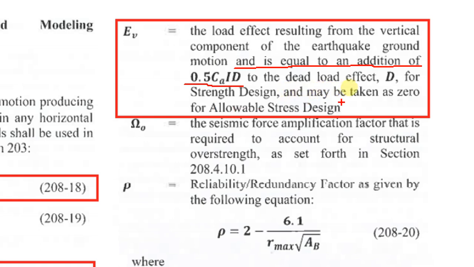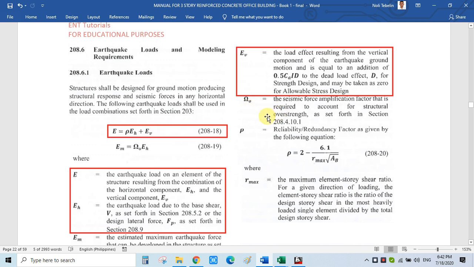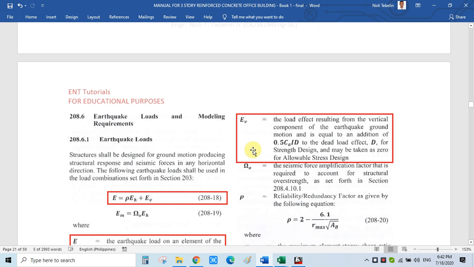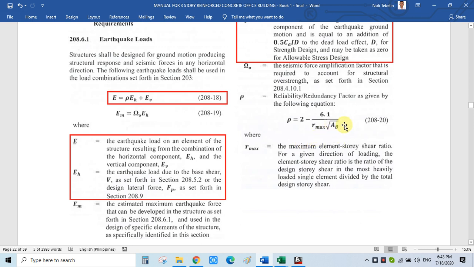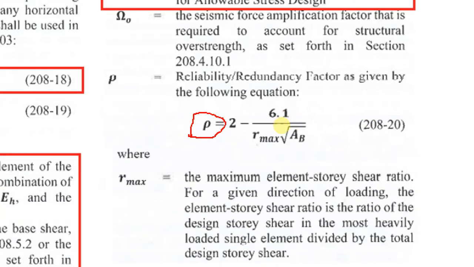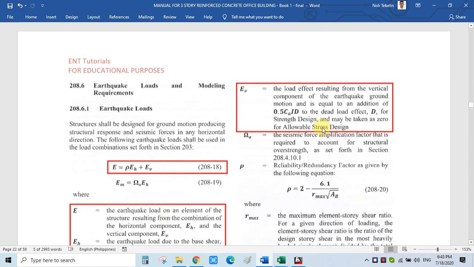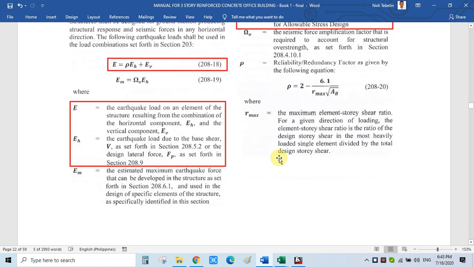So, we will use rho as reliability redundancy factor as 1.0, but we can compute it. So, I have an Excel, and I will also do a tutorial how to compute this one, the redundancy factor. Okay, so for now, we will use 1.0. Then, back to load combination. So, nandito tayo sa equation 203-5. So, ito hindi ko na siya gagamitin.